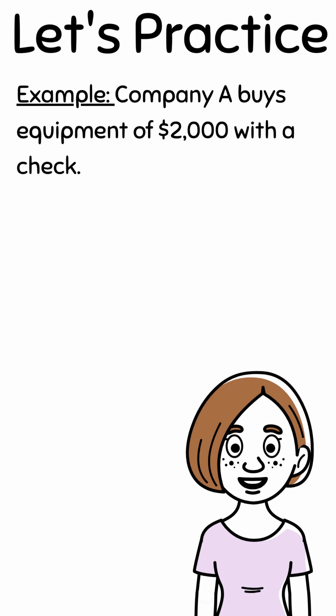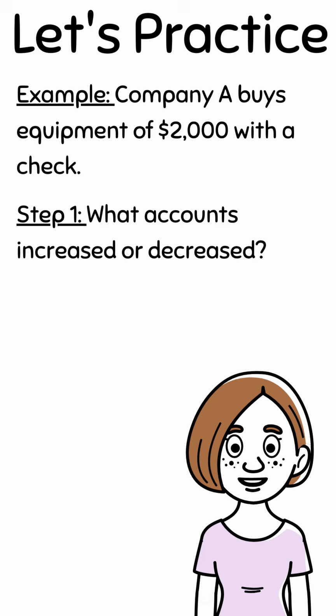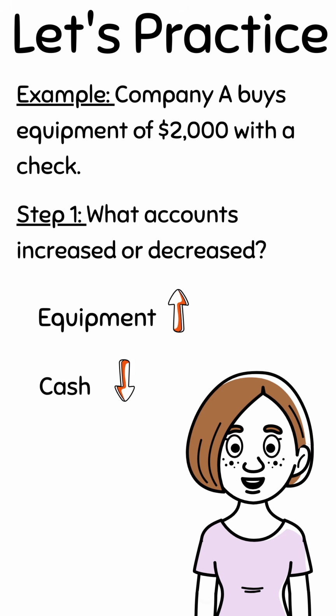Company A buys equipment for $2,000 with a check. In step 1, the accountant analyzes the transaction and determines what accounts increased or decreased. In this example, the company now has more equipment but also less cash because the company bought the equipment with a check. So, equipment increased and cash decreased.